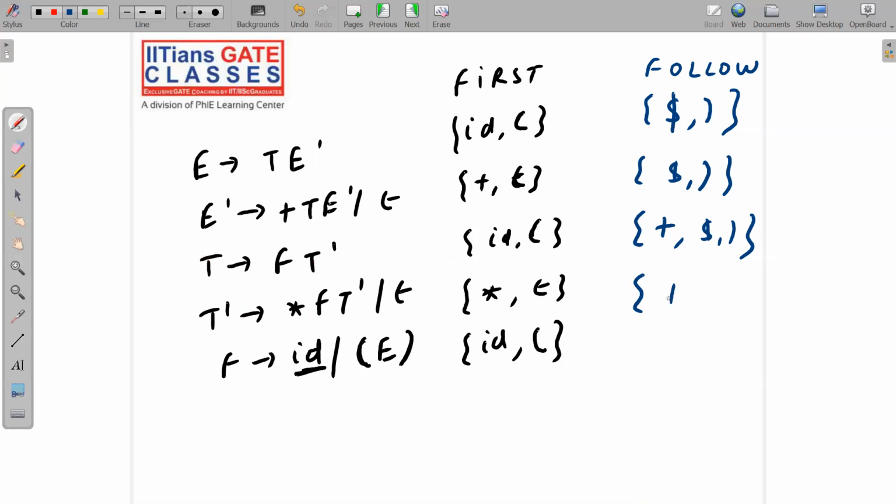So follow of T is what? Plus dollar closing bracket. We will copy paste it. Follow of T dash will be follow of T. Yeah, anything else? Yes. Follow of T dash will be follow of T dash only. So it is obvious. Nothing will come here. That's it.